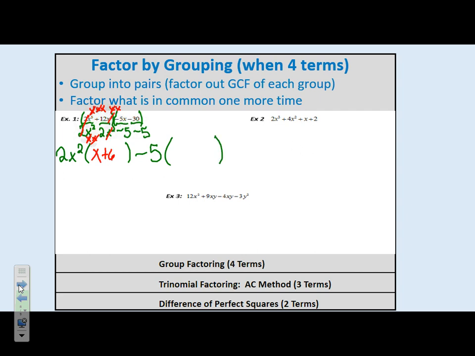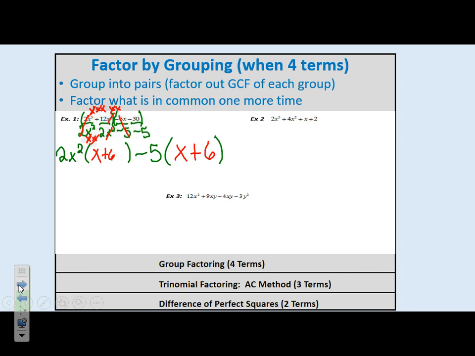Then I have to see what I have left over. So if I cancel out my -5's here, I'm just left with x. -30 divided by -5 is a positive 6. So now we're done with our first part. Now we have to move on to the second part.